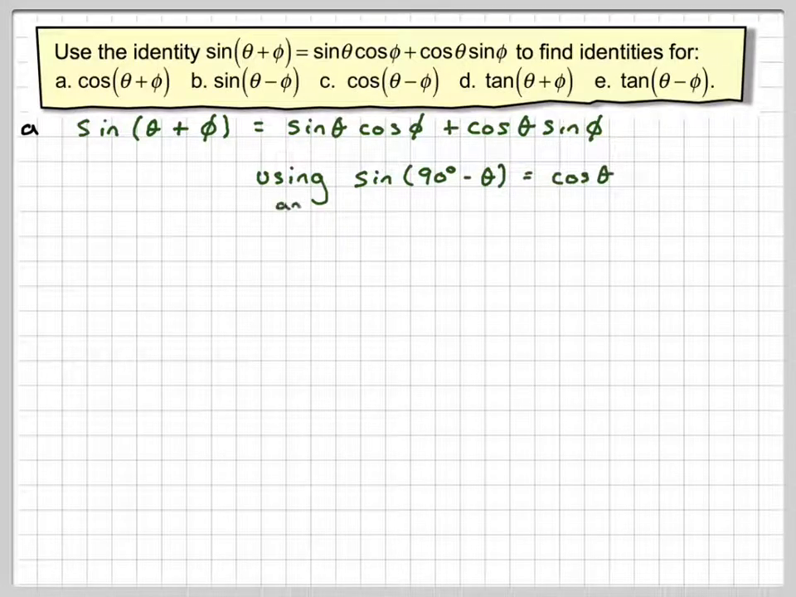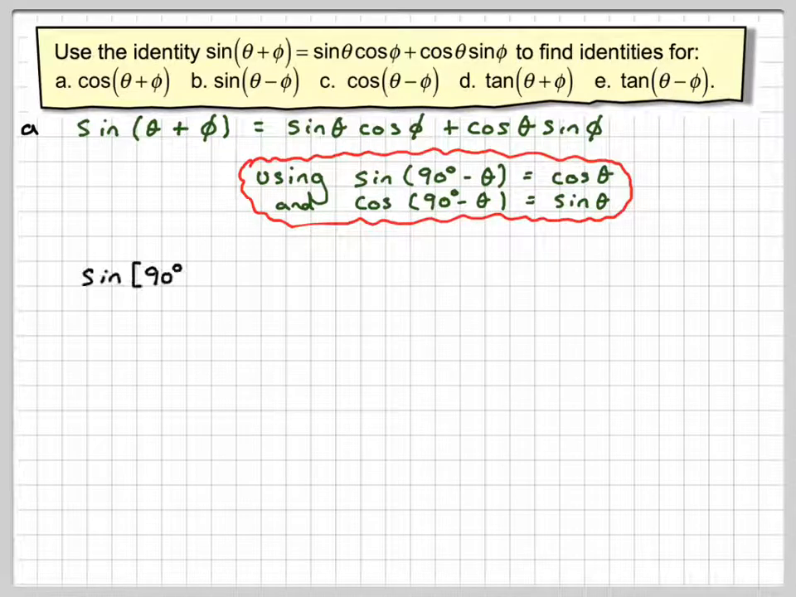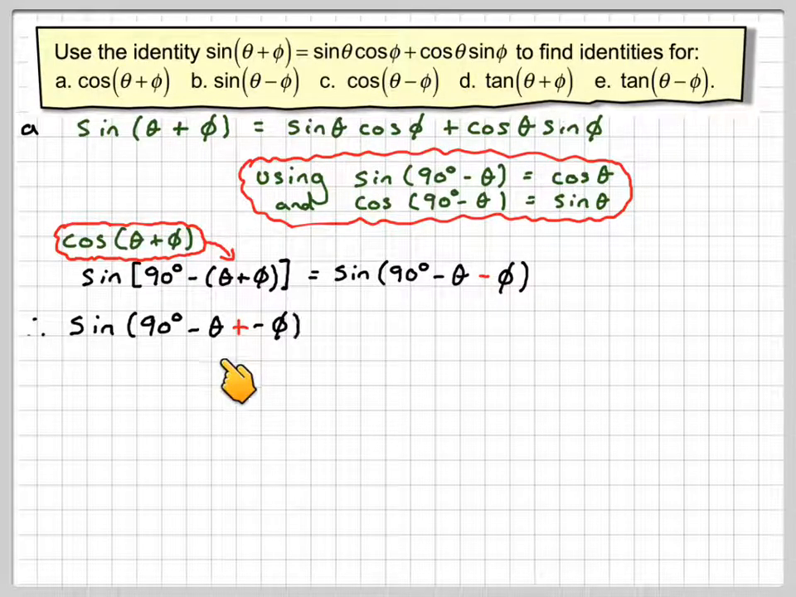So using those identities, I'm now going to do sine of 90 minus theta plus phi, all in brackets, and what I've got to realise is that's going to be cos of theta plus phi, treating theta plus phi as theta in this. You can see that it's going to be the same thing. Right, so now I'm going to expand that a little bit. It's going to be sine of 90 minus theta minus phi, which is the same thing as that.